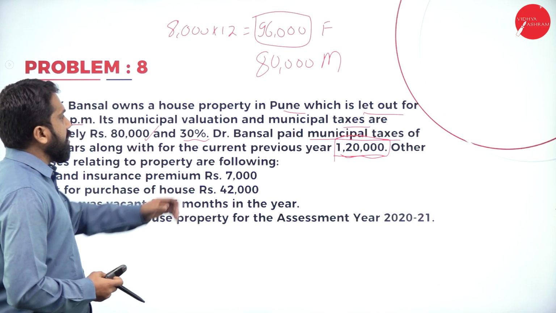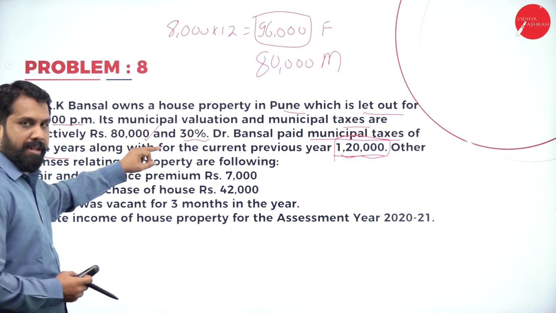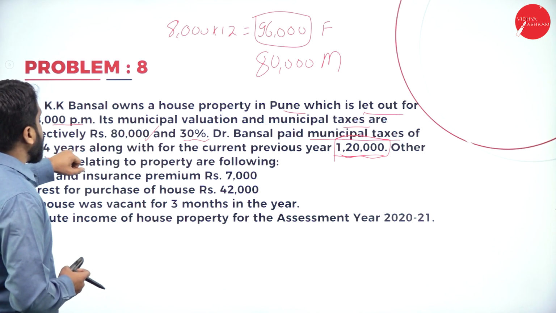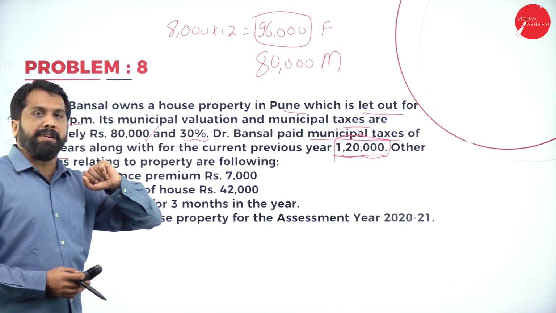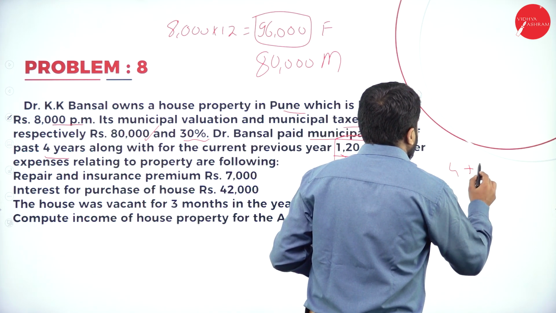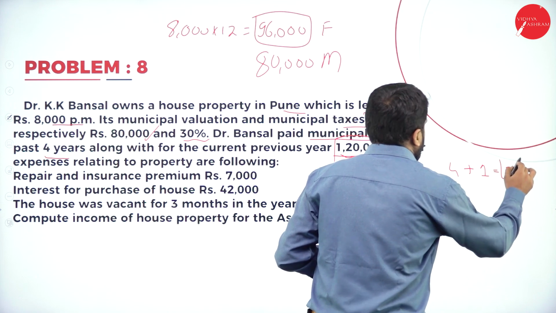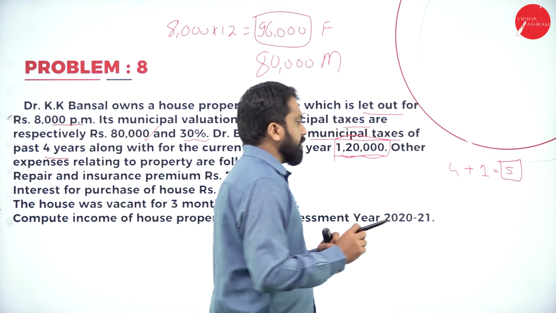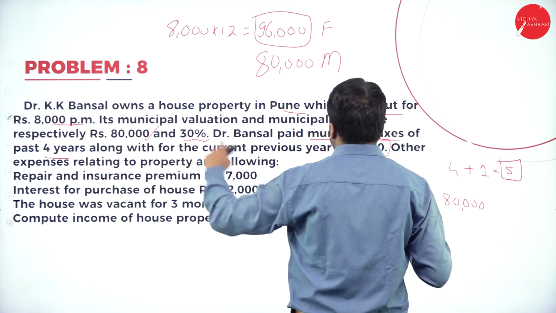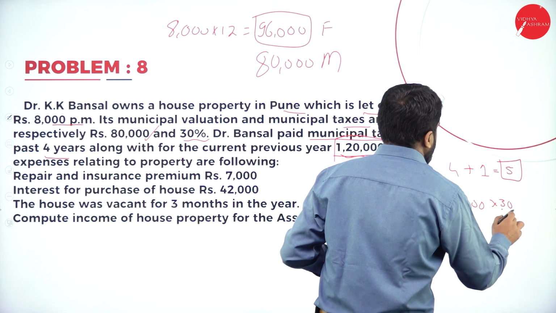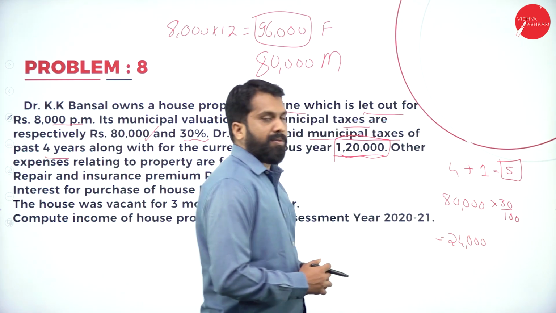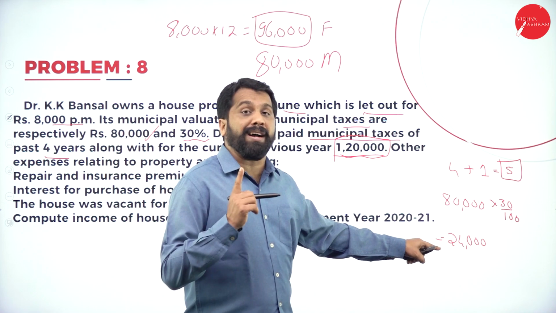Now, it is nothing but municipal valuation and tax are respectively 80,000 and 30%. Bansal paid municipal tax of past 4 years along with the current year. One more calculation, very simple. Past 4 years and current year. Total how many years? 5 years. Clear? Yes. Now, in this, what is your value? 80,000. What is the municipal value? 80,000. What is the percentage? 30%. How much you will get? 24,000. Any doubt in this? No.